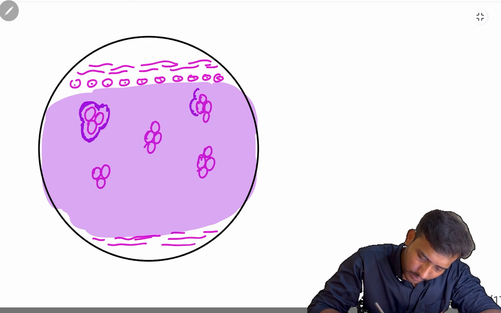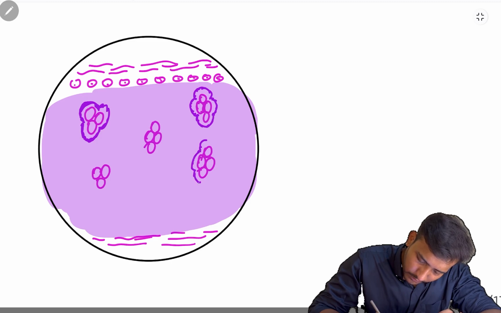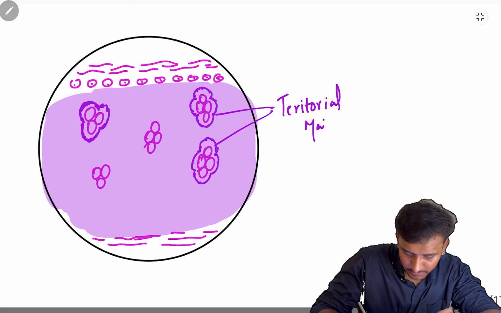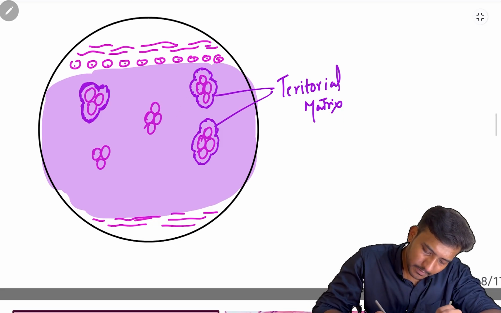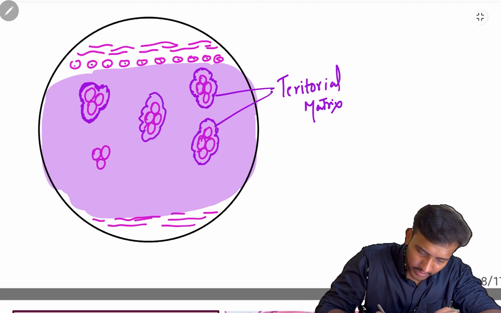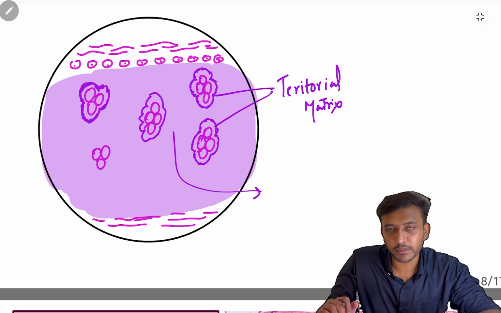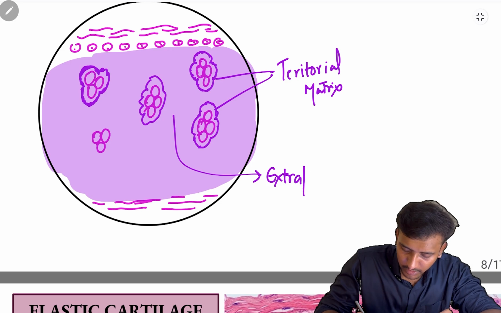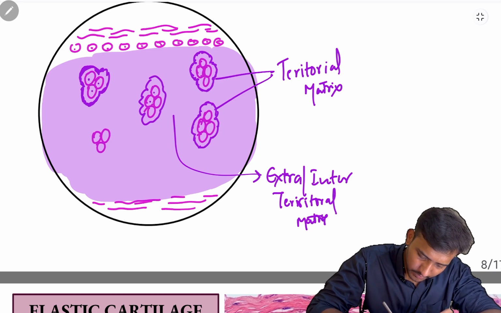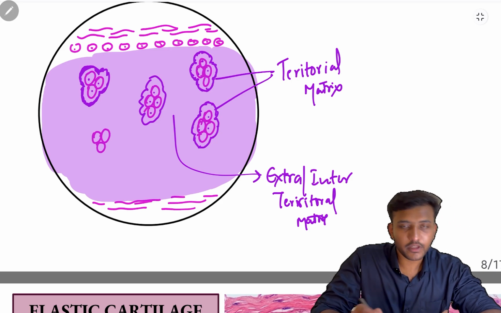The whole extracellular matrix is getting thickened around your cells, around your cellular nests, to form an important thing. That thickening is called the territorial matrix. And whatever matrix is present outside the territory, whatever is left out apart from the territorial matrix, is called the interterritorial matrix. Now that was all, guys. You need to be talking about the nucleus as well. Just draw this one. Now that was about the hyaline cartilage.